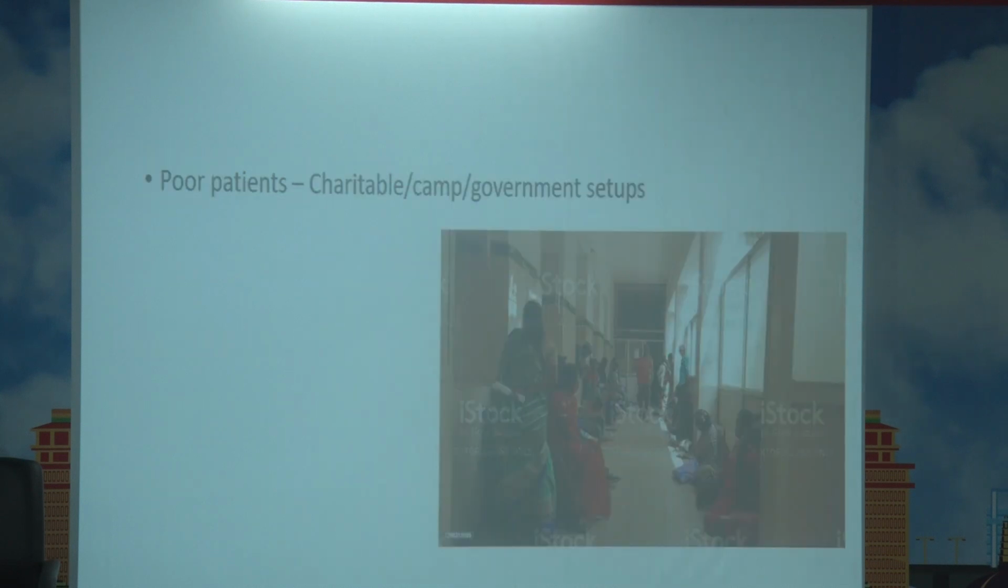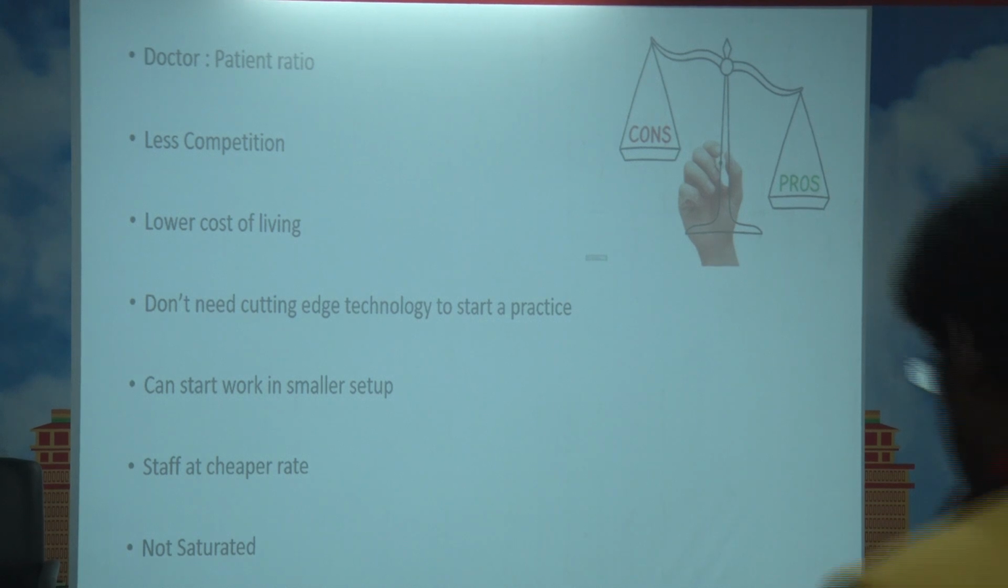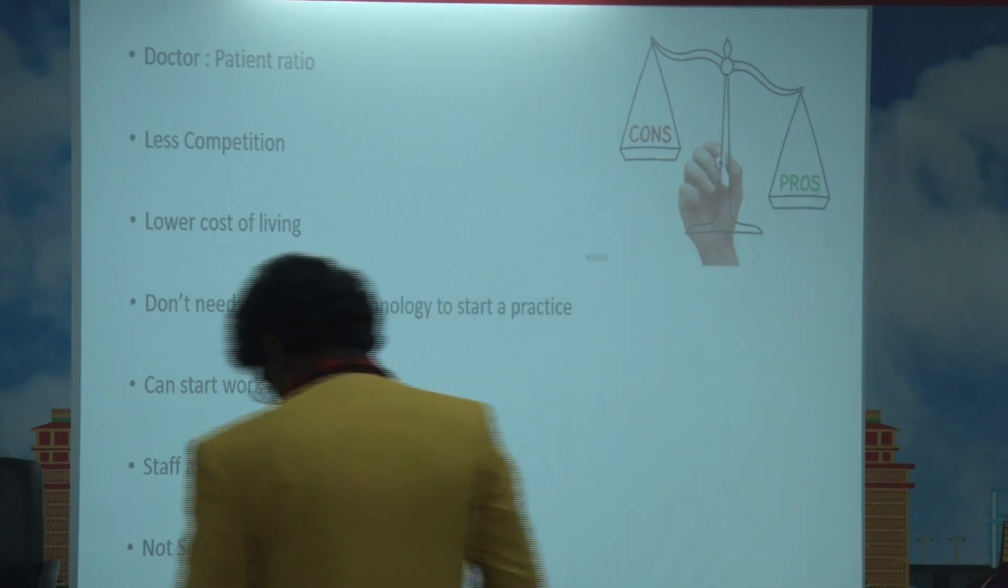Poor patients tend to go to charitable setups, camps and government setups, and higher paying patients tend to go to the bigger city. But when there are cons, there are pros also. If you see the doctor to patient ratio, in Mumbai and Bangalore there are 50 to 60 to hundreds of VR surgeons practicing, although in smaller cities you have just 4 to 5 super specialists. So the doctor to patient ratio is good.